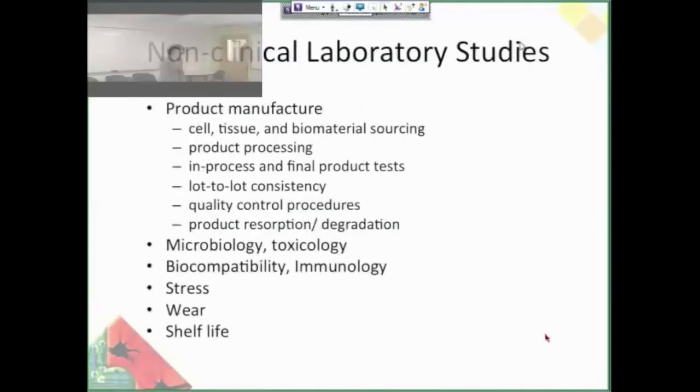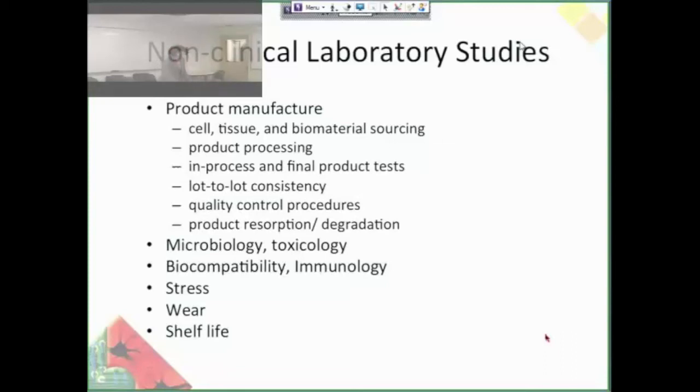So what are some more details about the non-clinical laboratory studies? For the product manufacturer, where do you get your material sourcing, the processing, you have to prove that you're following GMPs, lot to lot consistency. If it's degrading, you have to do studies of that. Then you have to do your biocompatibility, and you have to address shelf life, wear.